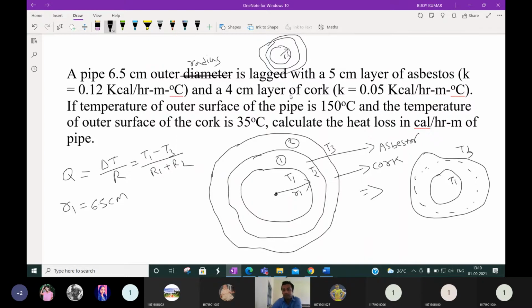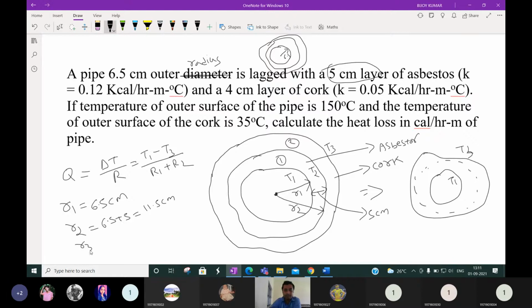It is lagged with a 5 centimeter layer of asbestos. 5 centimeter layer means what? It is the given thickness. So the thickness of the asbestos layer is given as 5 centimeter. Then what will be the value of R2? R2 means the radius of the second layer. What will be the R2? Can anyone say? 6.5 plus 5. Yeah, very good. It will be 6.5 plus 5, it will be 11.5 centimeter.